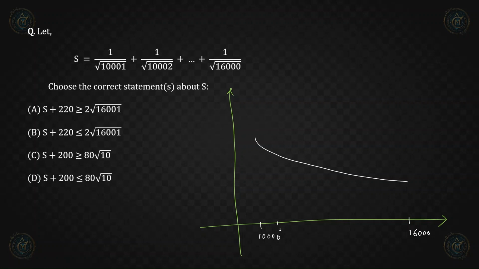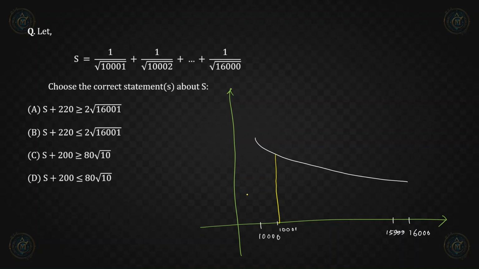This will be 10,001, and this point is 15,999. Okay, so this rectangle, if we consider, this rectangle will be simply this. Like this, for example. So we can construct two rectangles about this point, right? Either this side or this side. Now this is the main idea.